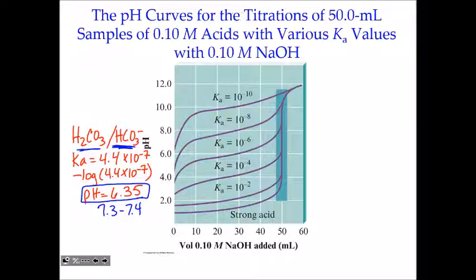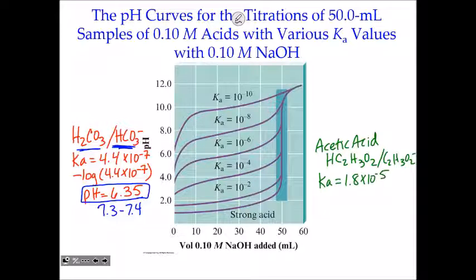Another good example, for a different range, if you wanted it a little bit lower, is acetic acid, with acetate as its conjugate. The Ka, we know, is 1.8 times 10 to the minus 5, and the pKa, of course, would be 4.74, so that one is going to buffer more around a 5-ish area.